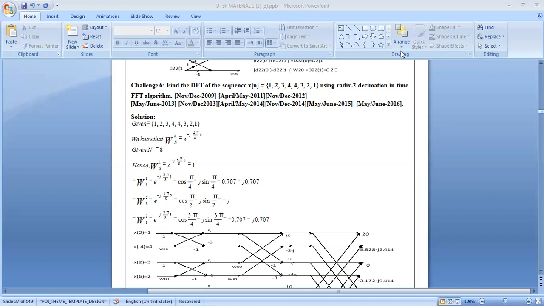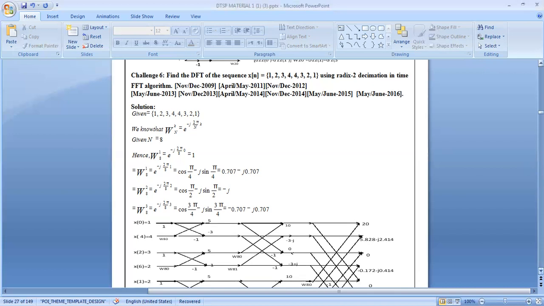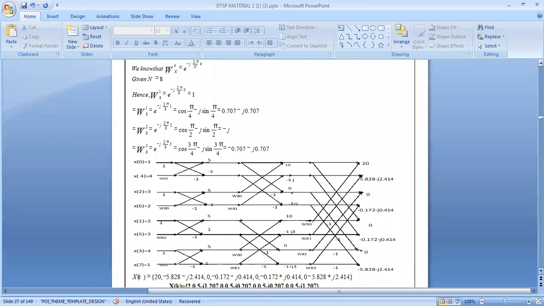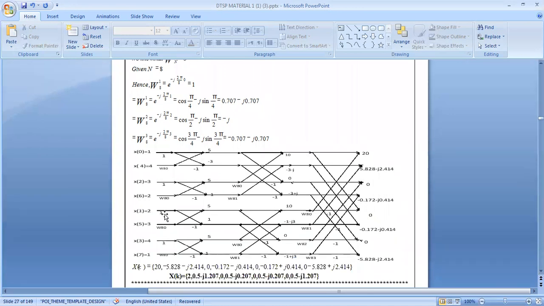Okay. What is the first step for proceeding with the DFT? The input sequence should be in bit reverse order. So the bit reverse order sequence should be x of 0, x of 4, x of 2, x of 6, x of 1, x of 5, x of 3, and x of 7. So you make a bit reverse order from the length of the sequence. So the sequence will be 1, 4, 3, 2, 2, 3, 4, 1.